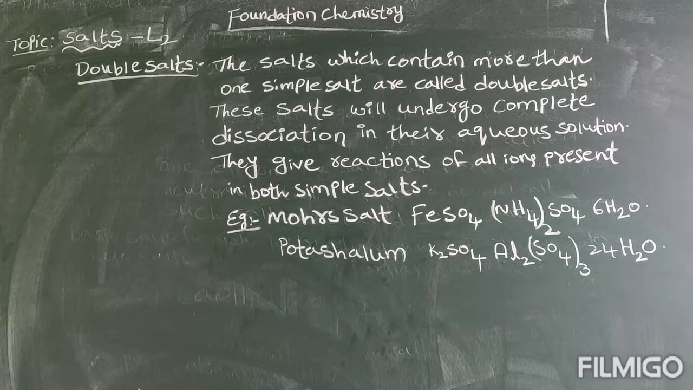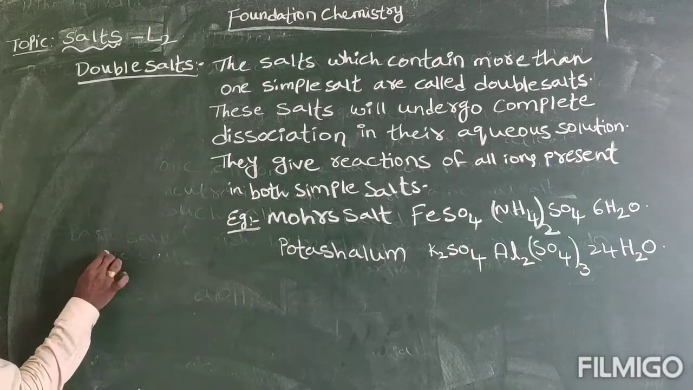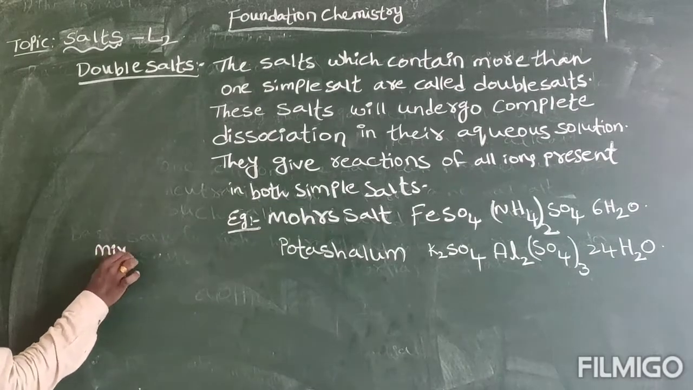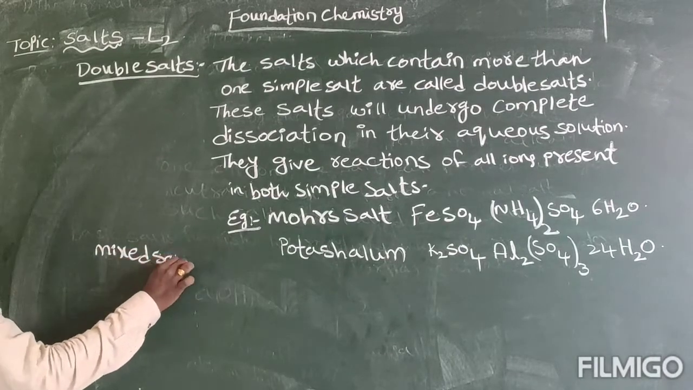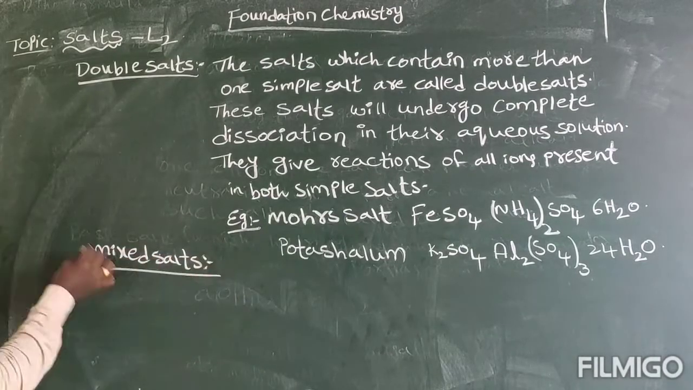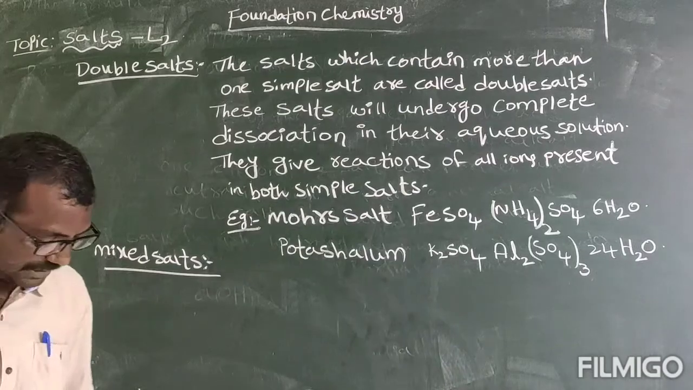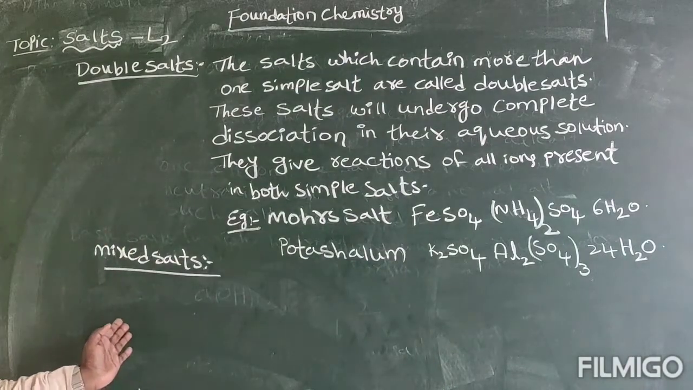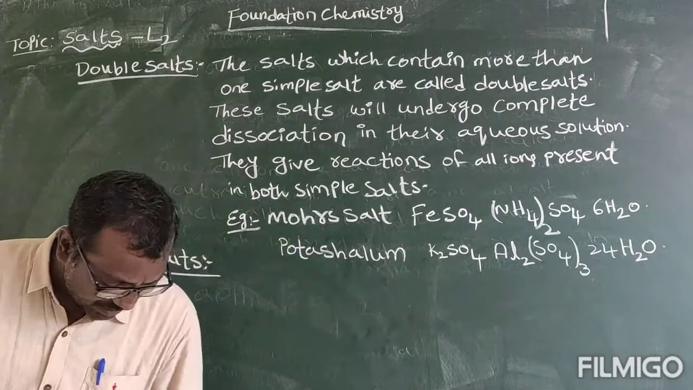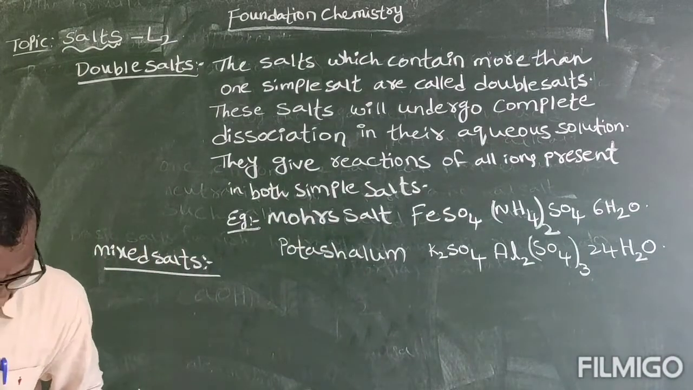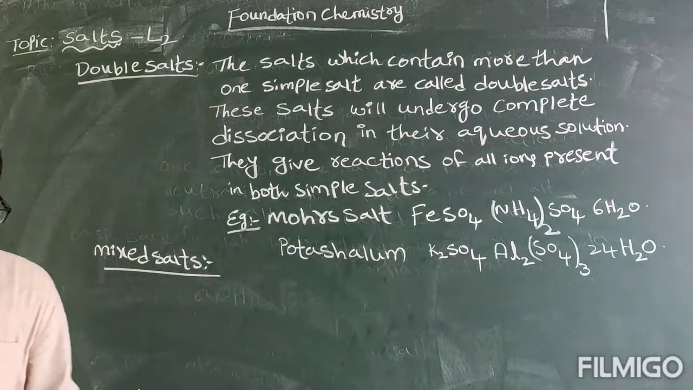Next we have mixed salt. Mixed salts. So mixed salts means what? The name itself is there. More than one acidic ion, acidic radical is called a mixed salt.